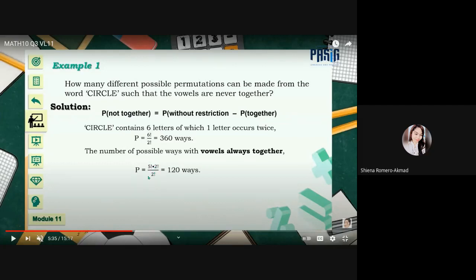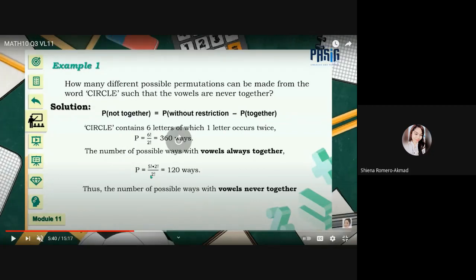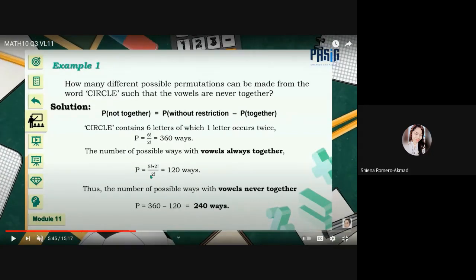So we can cancel out the two 2 factorials in the numerator and denominator. So we'll leave 5 factorial. 5 factorial is equal to 120. So all we have to do is subtract that from 360. We'll have 240 ways.